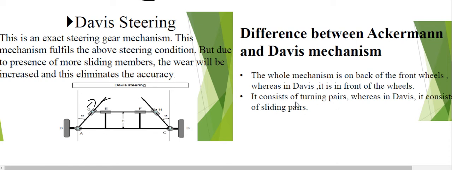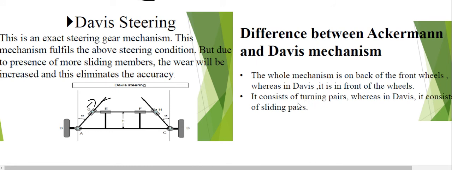So the major difference between Davis and Ackermann, we don't need to go into detail about the Davis steering gear mechanism. One, because it is obsolete, we don't use it often, and other thing, in the KTU syllabus it is not mentioned. So practically it is not used because its accuracy is less.